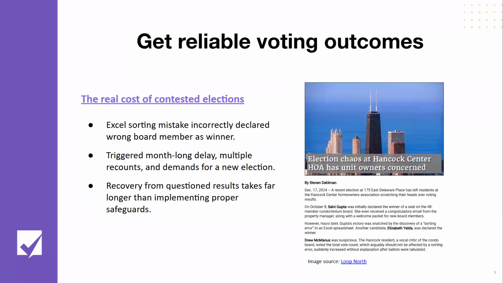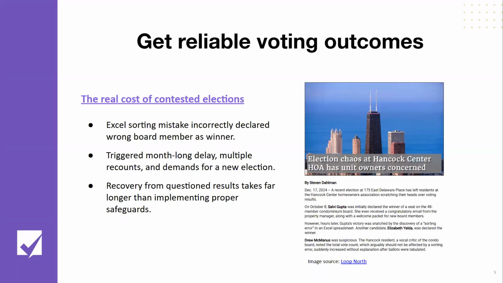Have you ever experienced any residents questioning the results or feeling suspicious about the process? The cost of contested elections is high. Residents in a Hancock HOA recently found themselves in that situation, and it's becoming kind of a cautionary tale. Hancock HOA's election was recently in turmoil when a simple spreadsheet error threw their election results into chaos. And how did this happen?